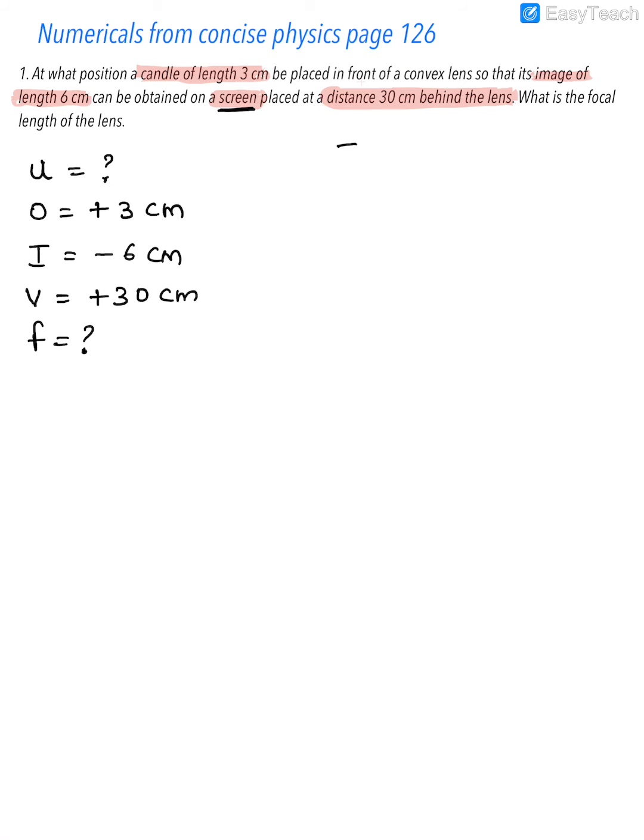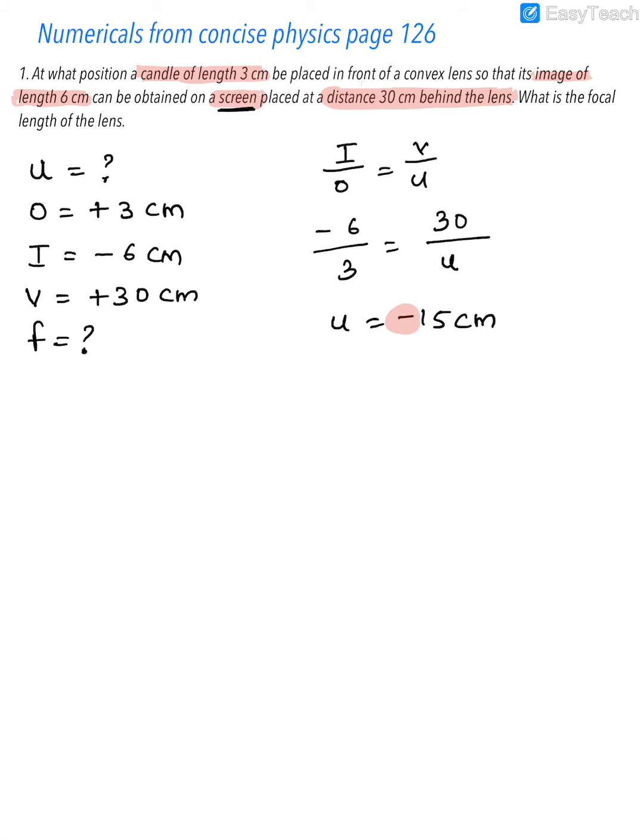Remember this formula of magnification, I upon O is equal to V upon U. When you cross multiply, you will get U is equal to minus 15 centimeter. Guys, now very important. What does this negative sign mean here? What is the significance of this minus sign?